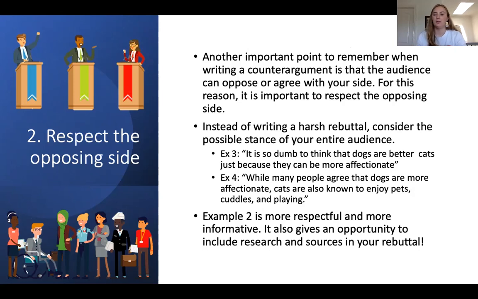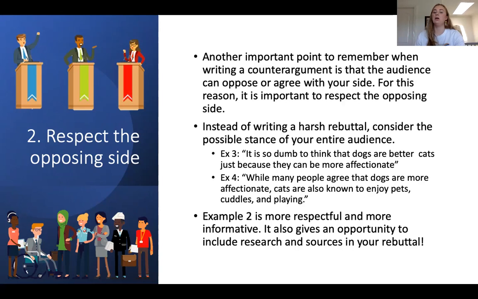In example 3, we have a potential counter argument or rebuttal that is not effective because it doesn't respect the opposing side. So it says, it's so dumb to think that dogs are better than cats just because they can be more affectionate. This is essentially calling half of your audience dumb, which is not what you want to do in a persuasive essay. You want to take everyone in the audience and try to get them to respect your opinion and maybe to come back to your side and believe that cats are the best household pet.